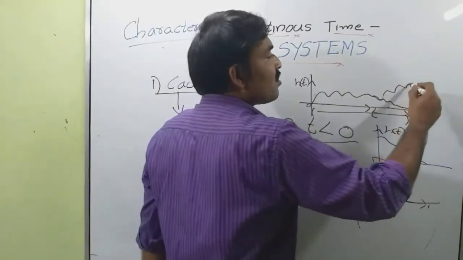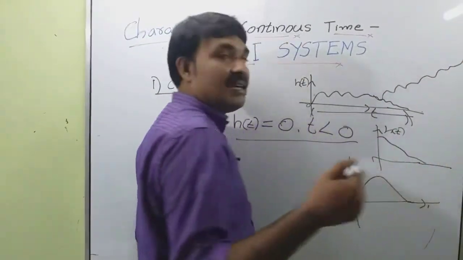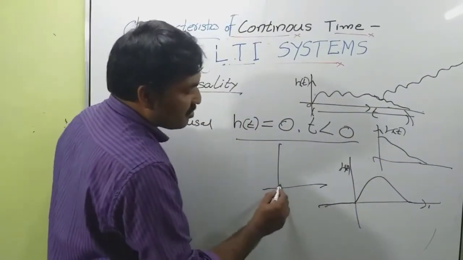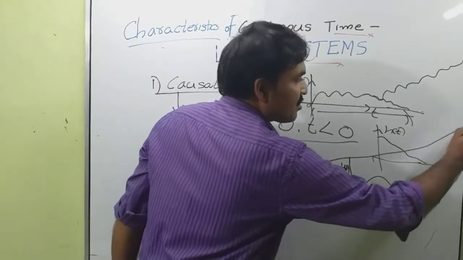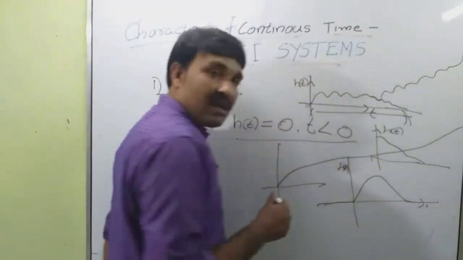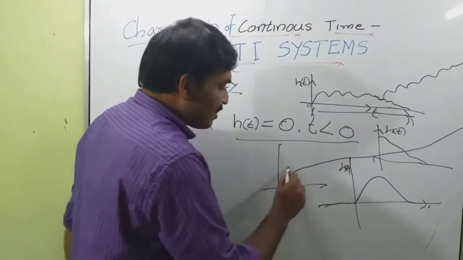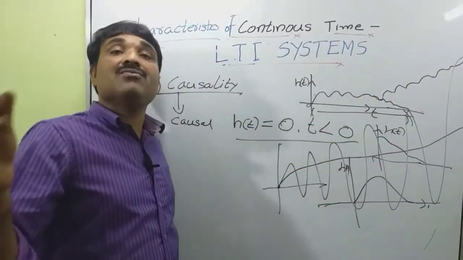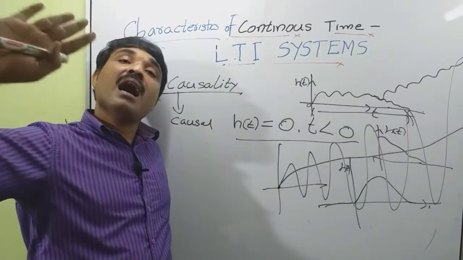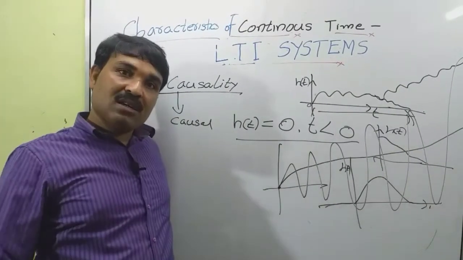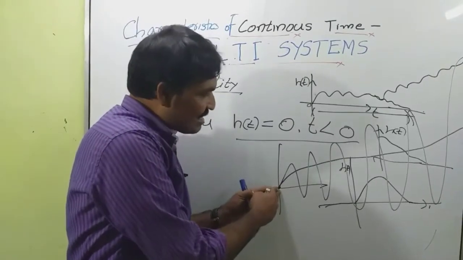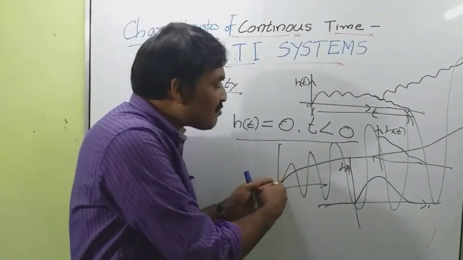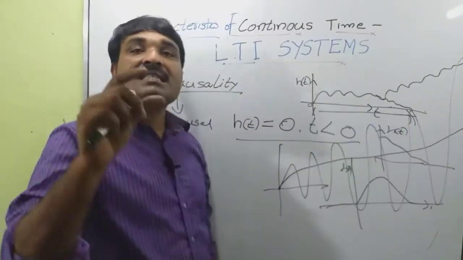Suppose the impulse response is going on increasing as t tends to infinity, then the system becomes unstable. Suppose, for example, the impulse response is going like this, increasing as t tends to infinity, then the system is unstable. Or this impulse response can increase like this, going to infinity as t tends to infinity, then also the system becomes unstable. For a system to be causal, the impulse response exists only for t greater than 0. And that impulse response should tend to 0 as t tends to infinity.